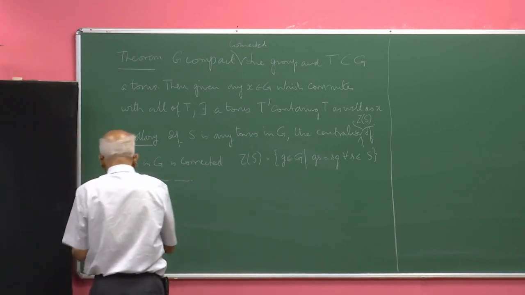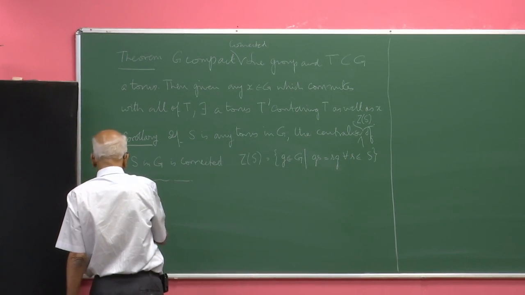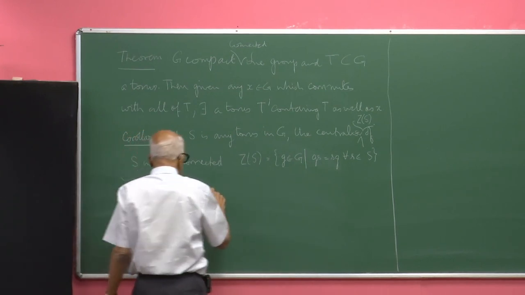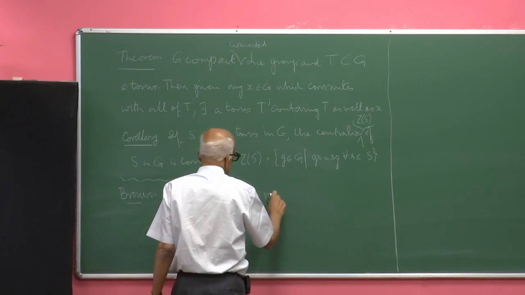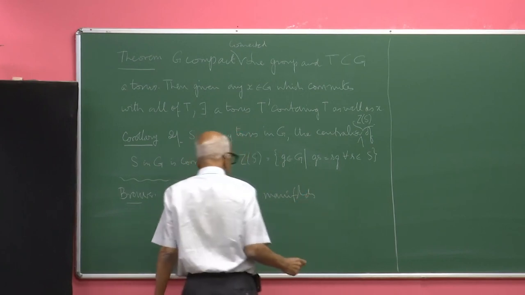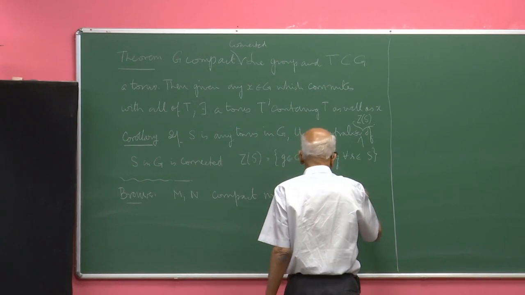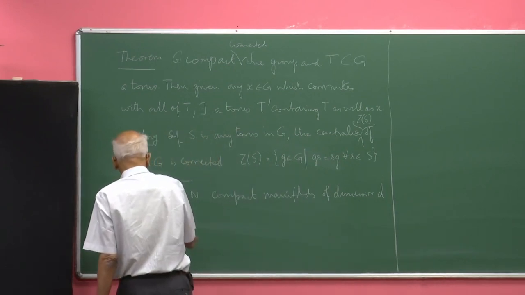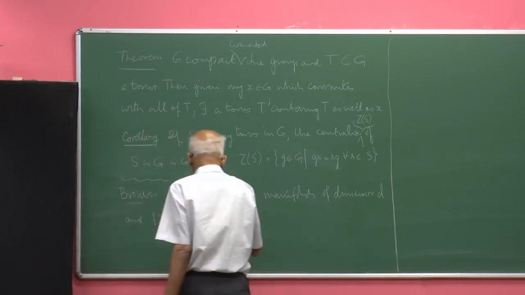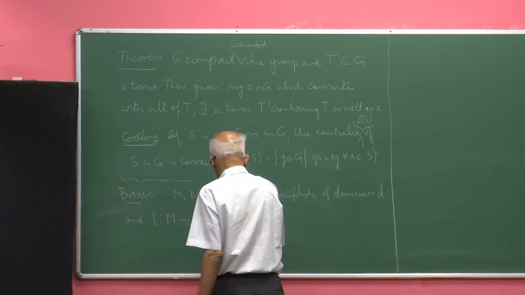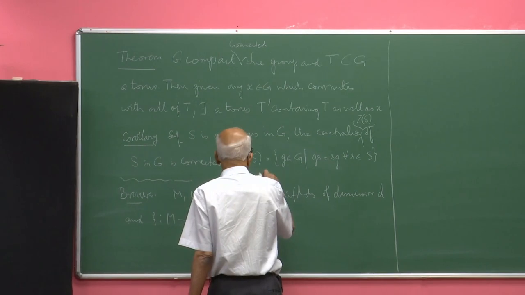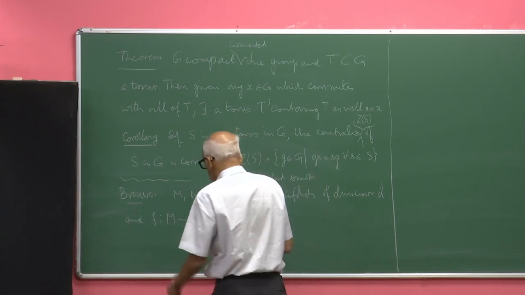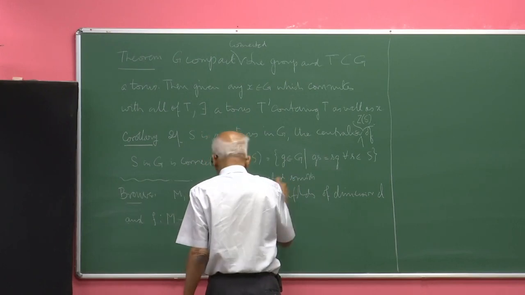And I stated the following theorem of Brouwer. Let M, N be compact oriented smooth manifolds of the same dimension, say d, and f from M to N an oriented smooth map.